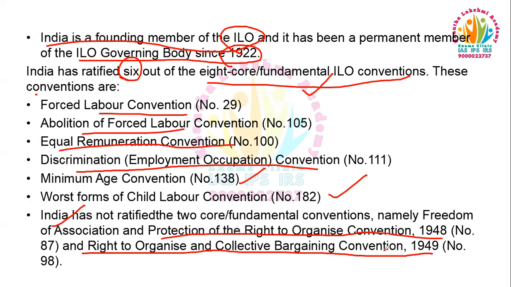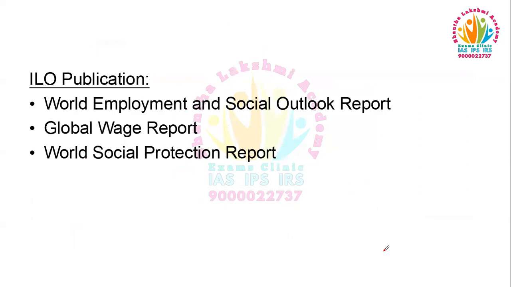So India has not ratified all of the 8 fundamental ILO conventions. It has ratified only 6 of them. Coming to some of the important publications of the ILO, there are the World Employment and Social Outlook Report, Global Wage Report, and World Social Protection Report.